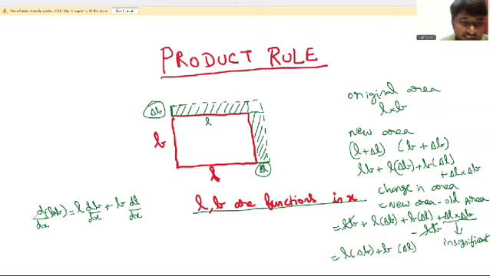Hope you now understand what is really the meaning of the product rule in real aspects, not just as a formula.